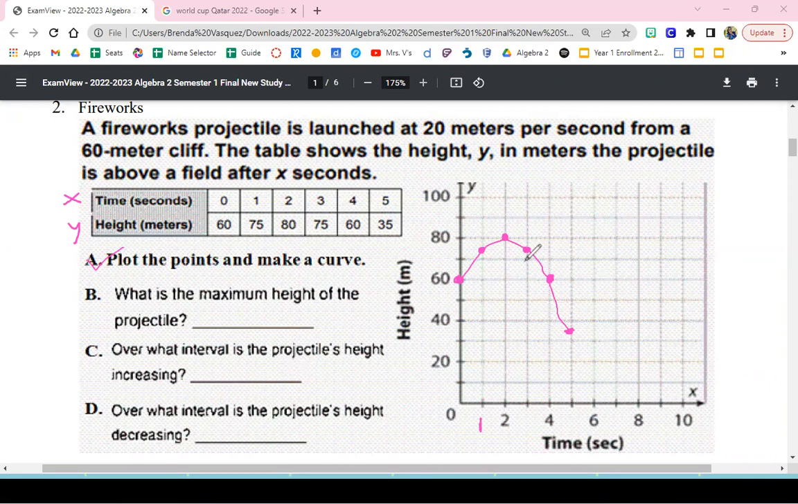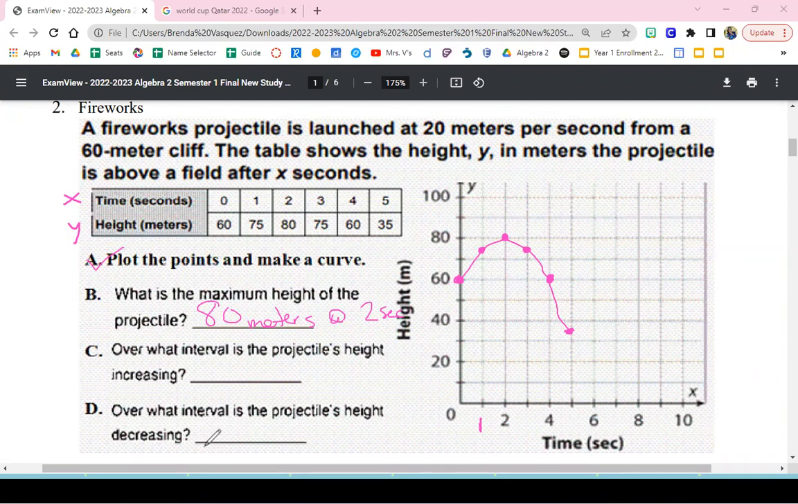80. So we're going to go ahead and look at the height. Its height is 80 and it happened at what second? After 2 seconds. So it's 80 meters. And it happened at 2 seconds. Okay. Now, it's asking us over what interval is the projectile's height increasing? So how can you tell if a projectile or something is increasing?